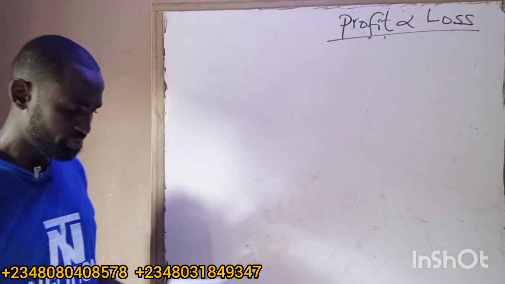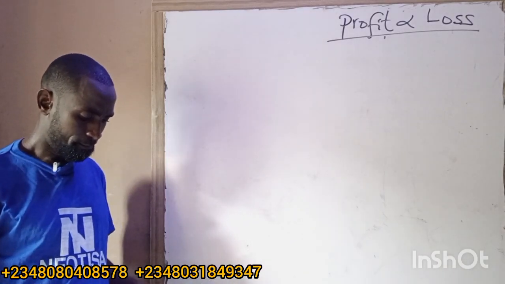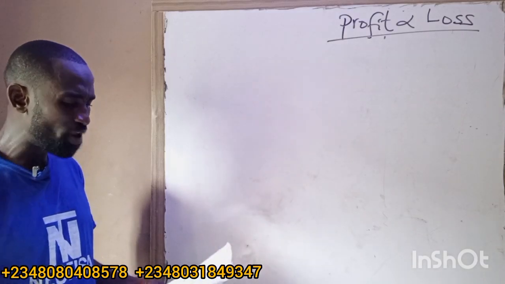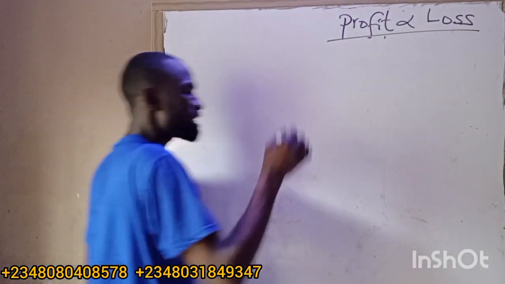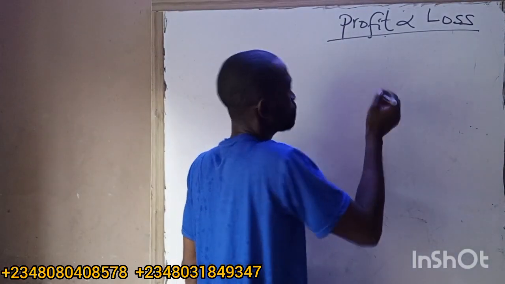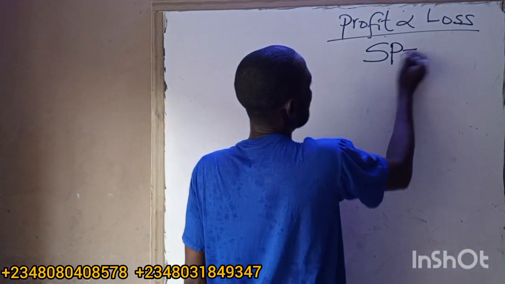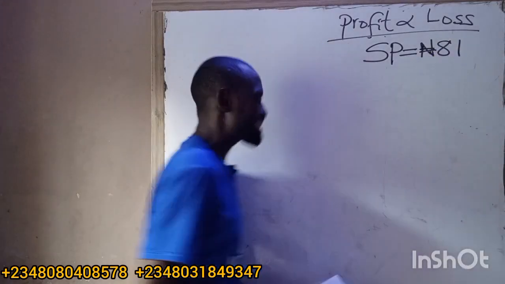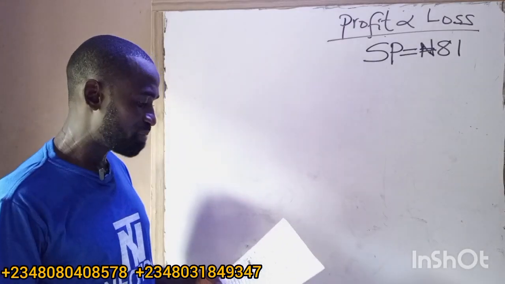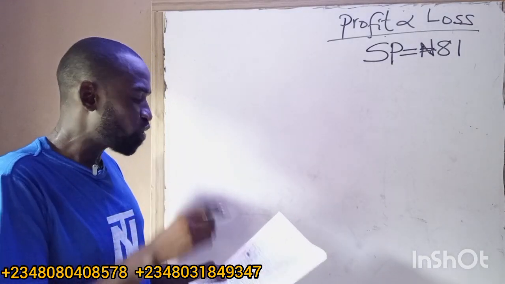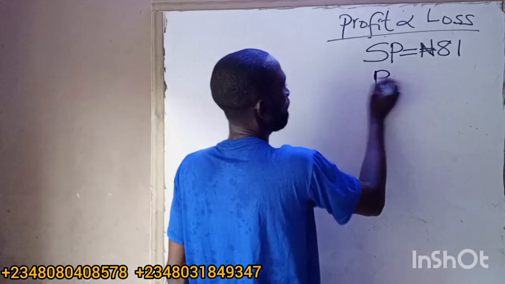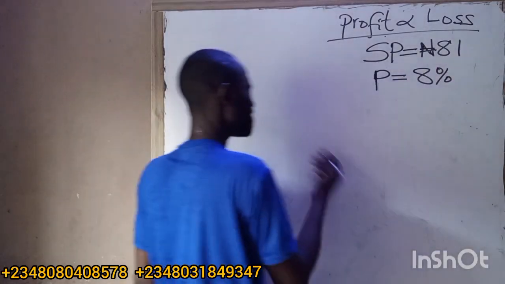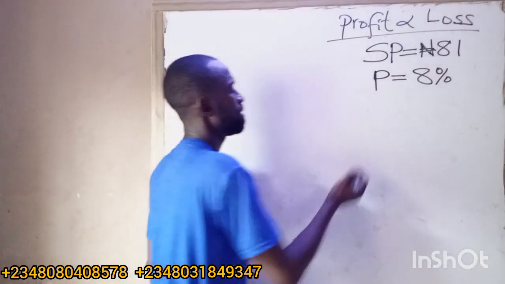John says, let me see. A dealer sells a bicycle for 81 naira. That's the selling price. He makes a profit of 8%. Profit equals 8%. So let me quickly note: for there to be profit, we have profit, we have gain.